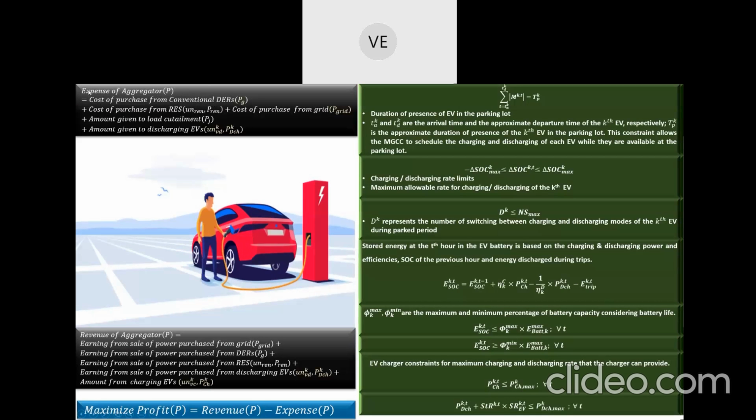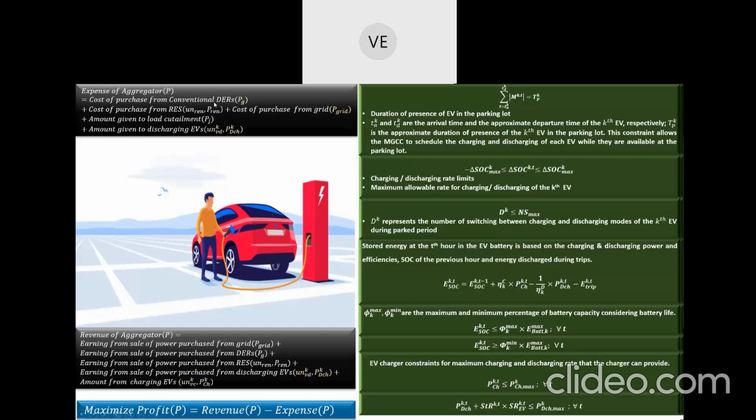Now, what is the second term? We are formulating the expense of the aggregator only, so all these terms are cost for the aggregator. So, cost of purchase from renewable energy sources. So P is the active power corresponding to the forecast. This can be P wind or P solar. In general, I have mentioned here P REN, that's all.